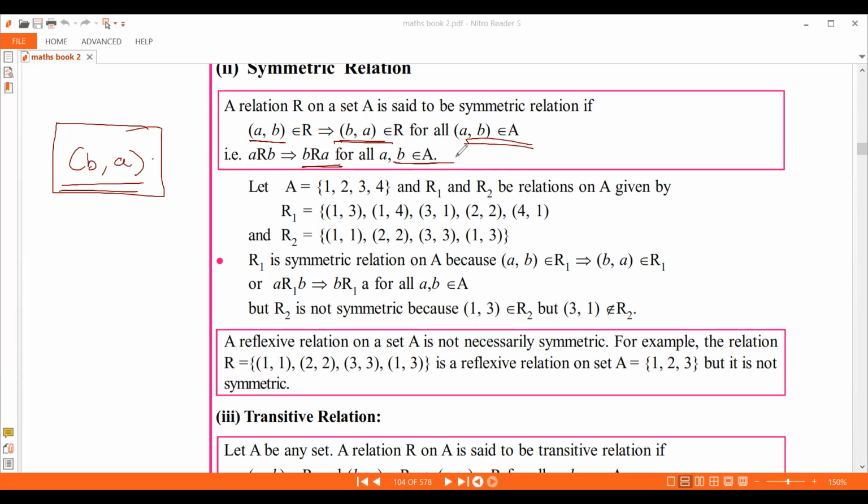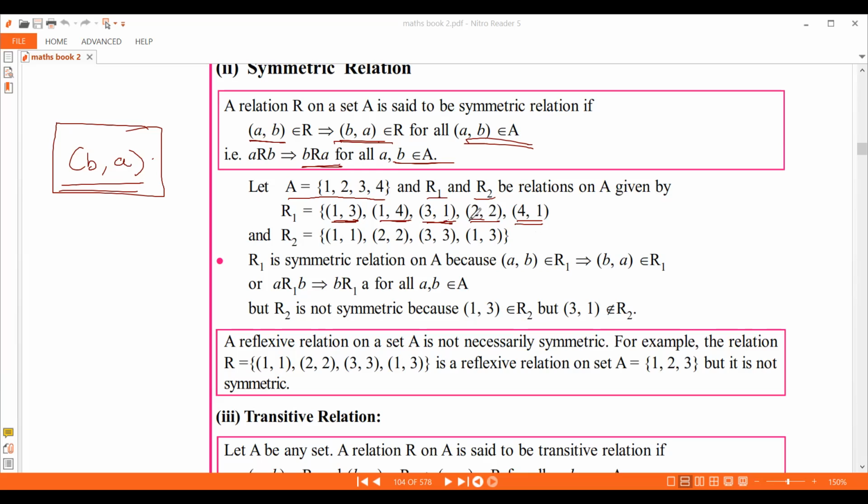For example, see this one. A is 1, 2, 3, 4. And R1 and R2 are two relations on A given by this. In R1, let us see, 1 comma 3 is there. For 1 comma 3, you have to check whether 3 comma 1 is there. Yes, 3 comma 1 is there. Next element, 1 comma 4 is there; whether 4 comma 1 is there, yes it is.